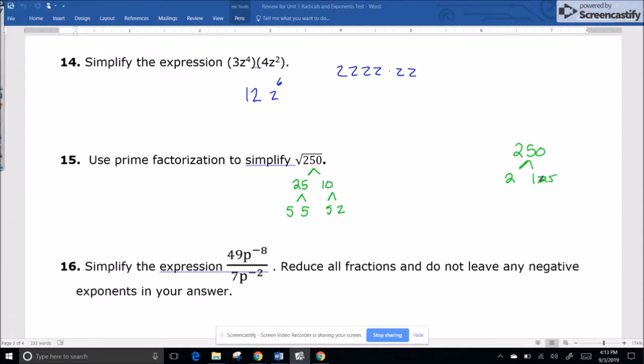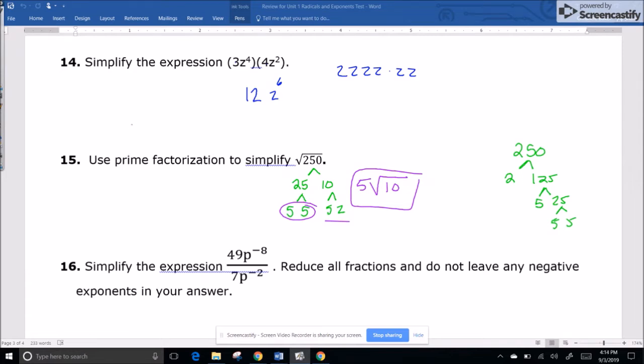And you could continue to break that down. So 125 is 5 times 25. And then 25 is 5 times 5. Either way, you're going to get 3 5s and a 2. So again, we're looking for that group. And then these are our leftovers that are going to stay on the inside multiplied together.